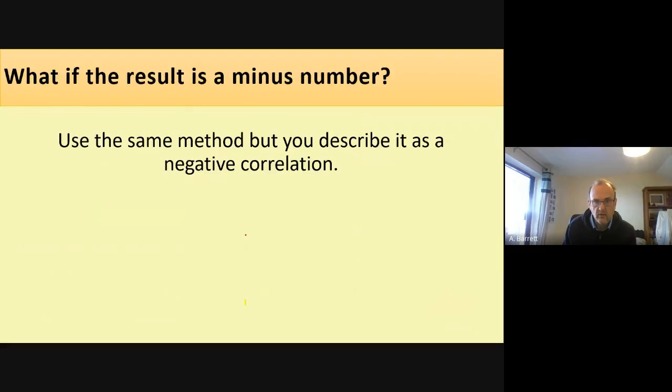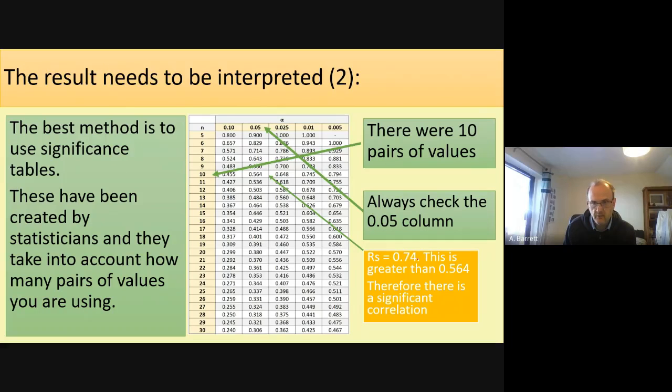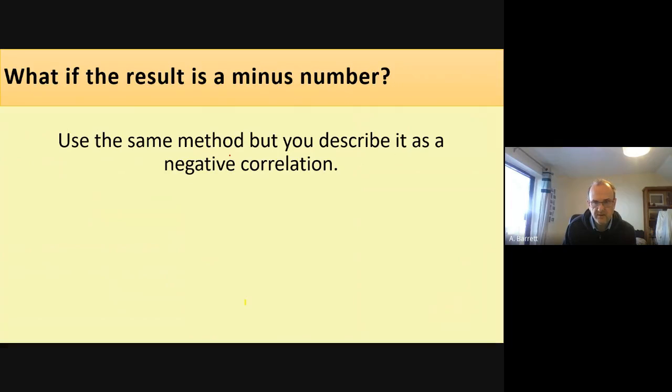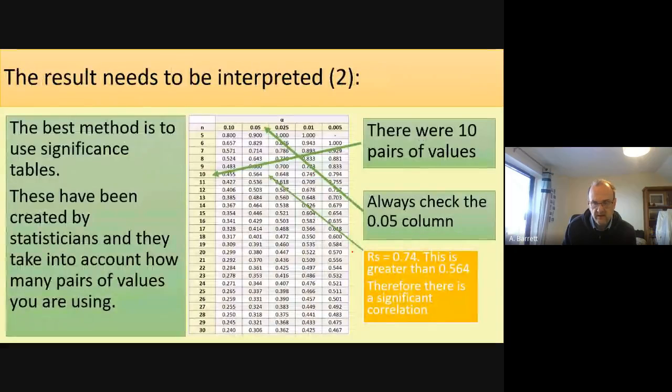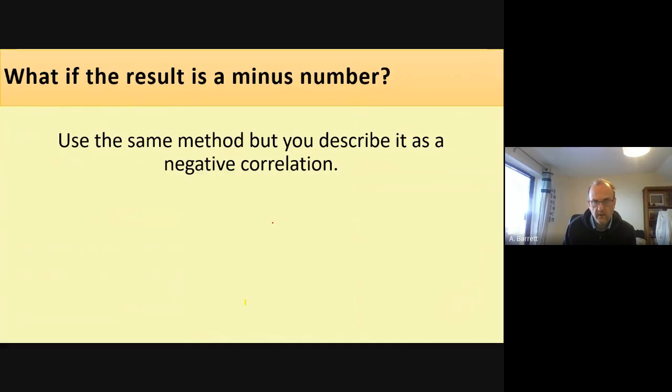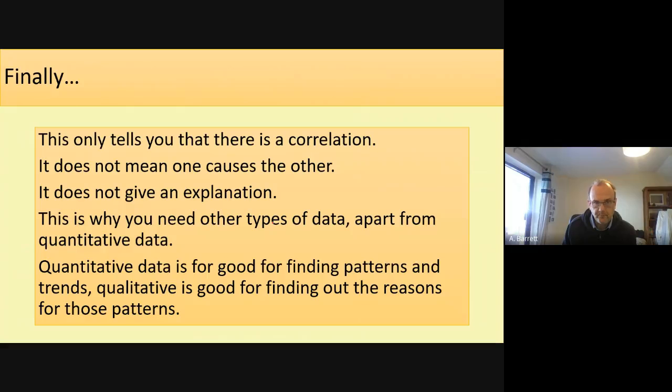Okay, right. Finally, use the same method if you get a minus number. So let's just say it was minus 0.74. You just do exactly the same thing. You ignore the minus to begin with. But then when you describe it, you describe it as a negative correlation. So don't worry about negatives so much. Like I say, just ignore the minus sign to begin with. Look up your data and then give your result from there. Okay. Right. So hopefully that clears a few things up.